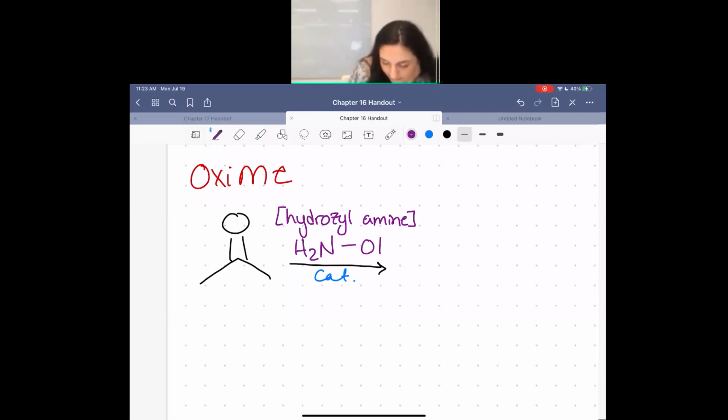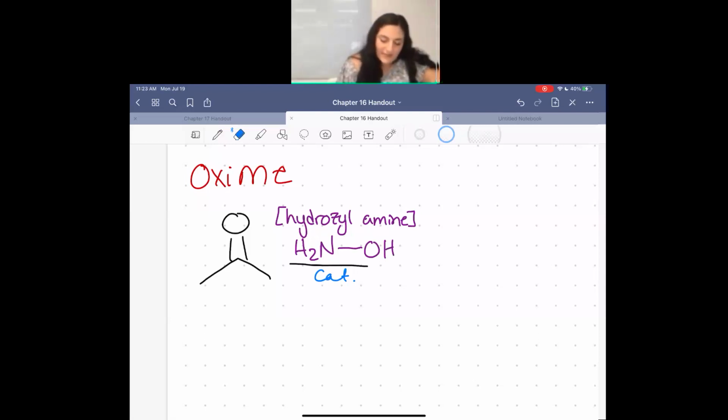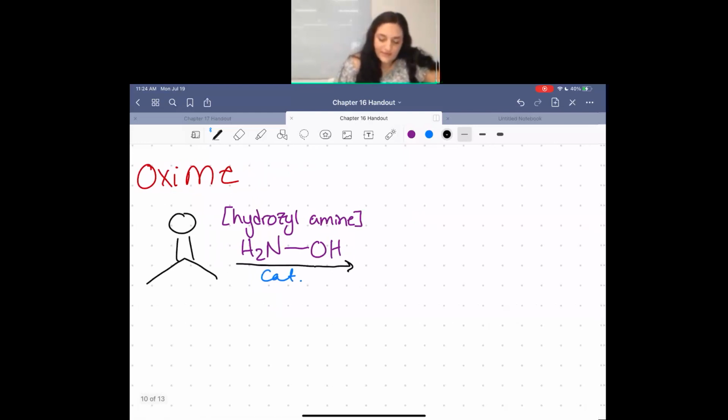All right. So, what's going to act like the nucleophile? Is it going to be the OH or is it going to be the NH2? The nitrogen, exactly. And the reason the nitrogen is going to act like the nucleophile is because it is less electronegative, which means it's more likely to share its electrons. So we're going to keep the bottom half of our ketone and we replace the oxygen with our nitrogen, which is attached to an OH.